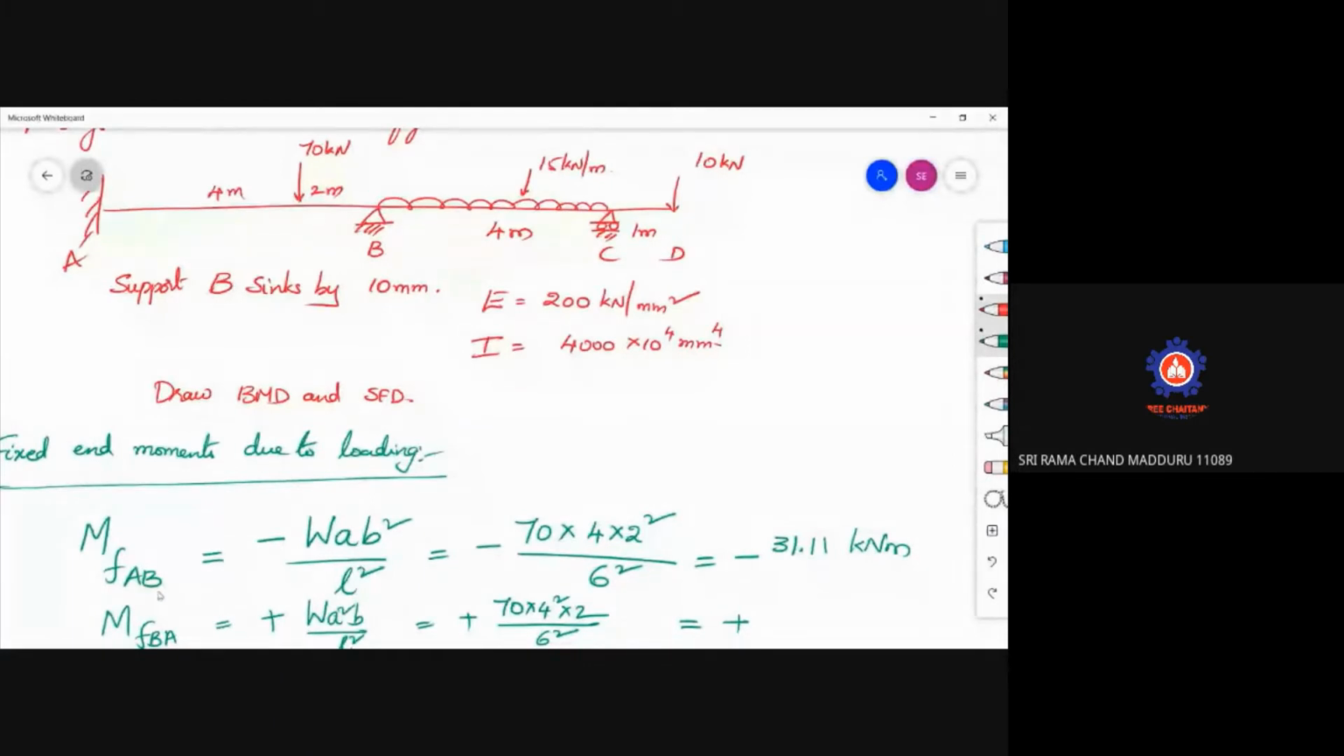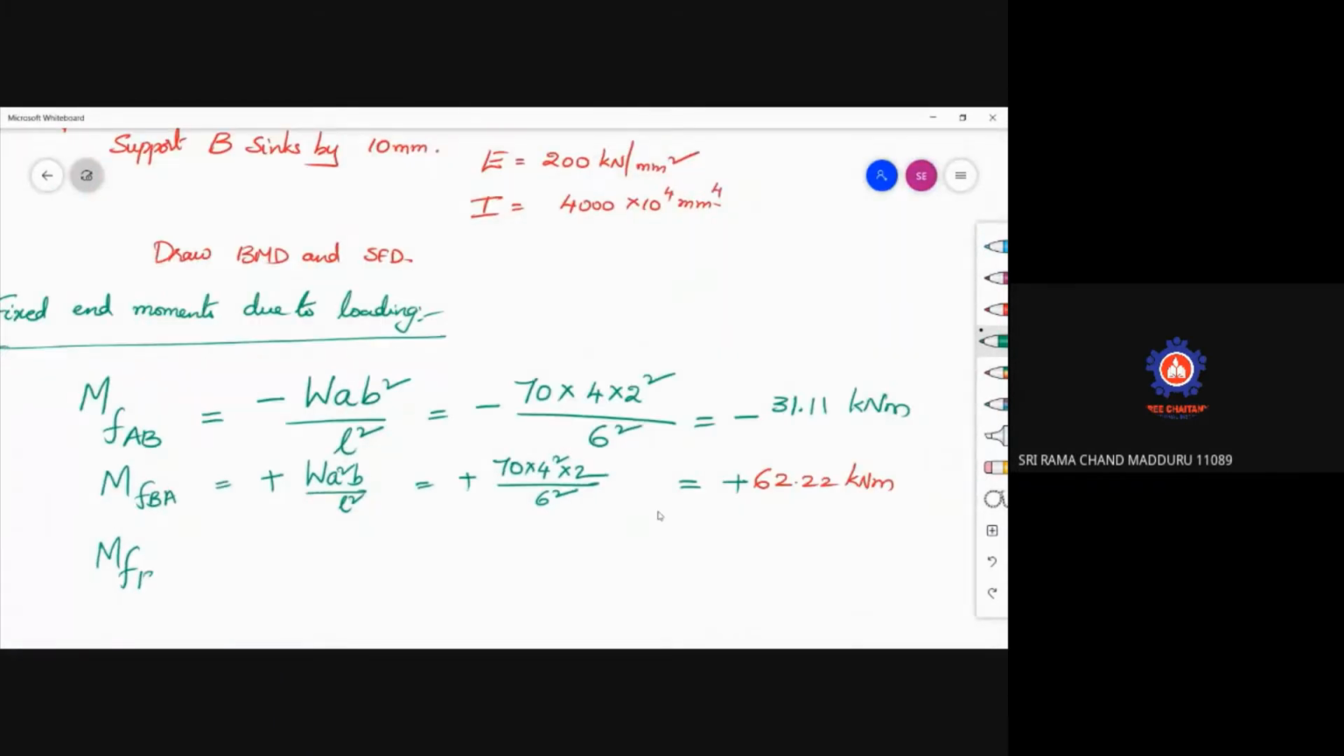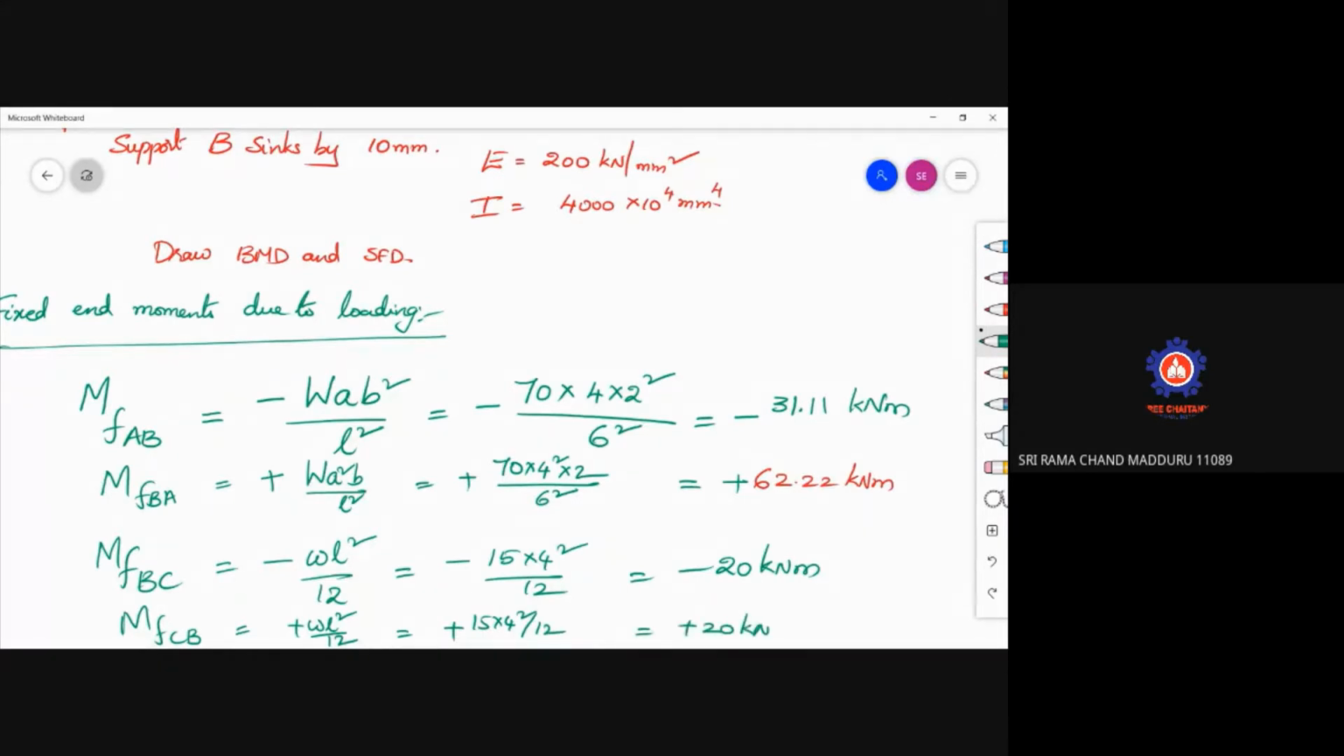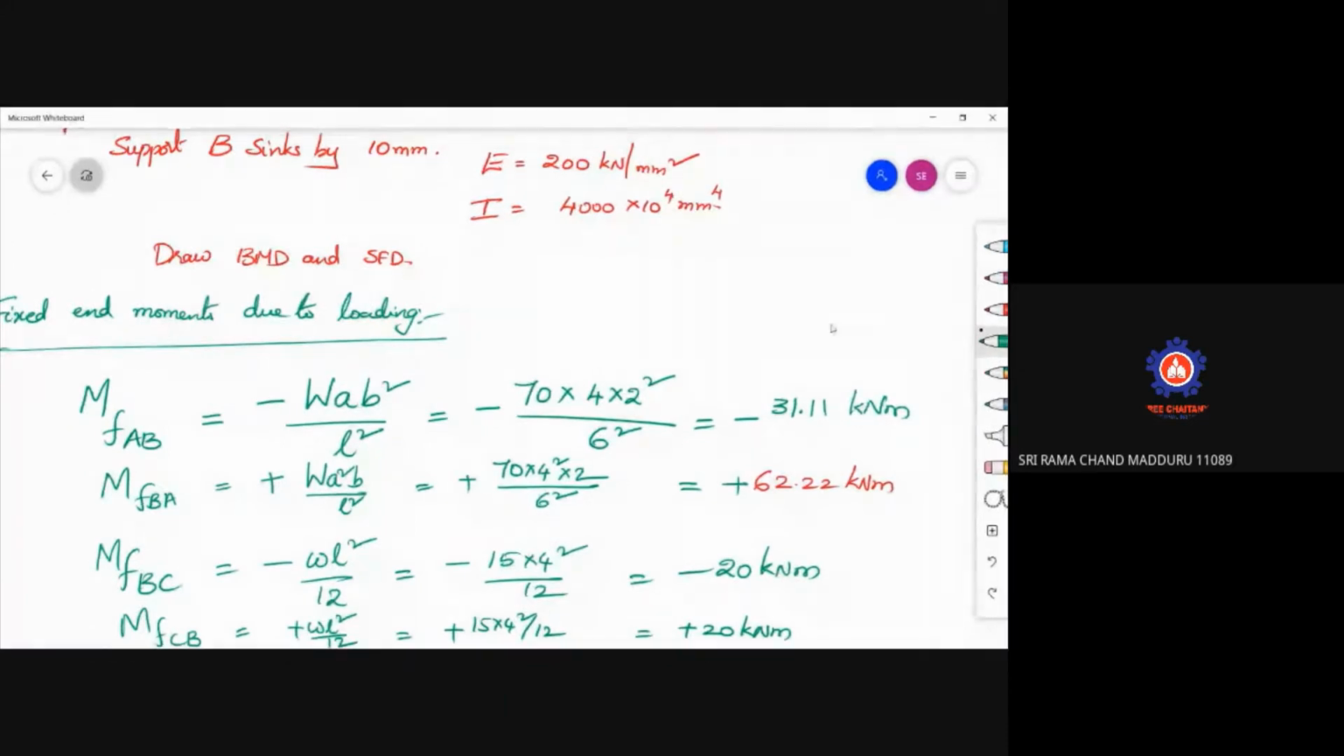So what is the value of MFBC? It is equal to minus WL square by 12, minus 15 into 4 square by 12. So what is this value? Minus 20 kilonewton meter. MFCB is plus WL square by 12, so plus 15 into 4 square by 12, which is plus 20 kilonewton meter. Everyone has to type the answer.